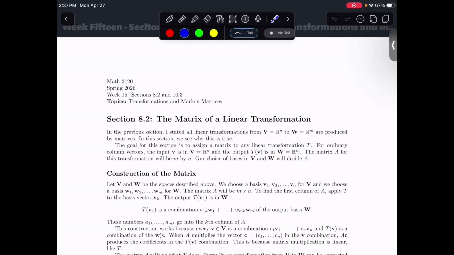And so for ordinary column vectors, the input v is going to be in the vector space V, and the output T of v we're going to assume is going to be in W, which is equal to R^m. So we're going from an n-dimensional vector space to an m-dimensional vector space. And so what we'll find is that the matrix A for this transformation is going to be m by n. Right, so m again is the output dimension, and n is the input dimension. And really what's going to be the determining factor here is the choice of basis in V and W. So that's going to decide what A is going to be.